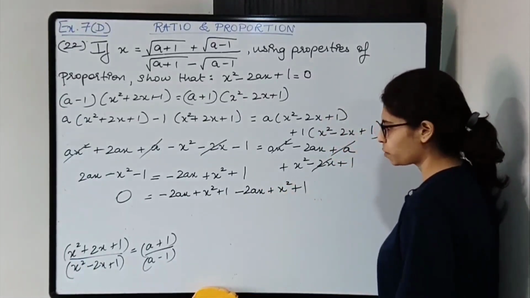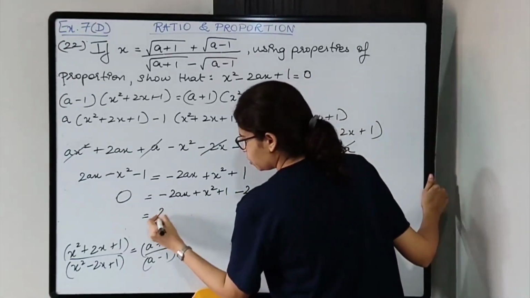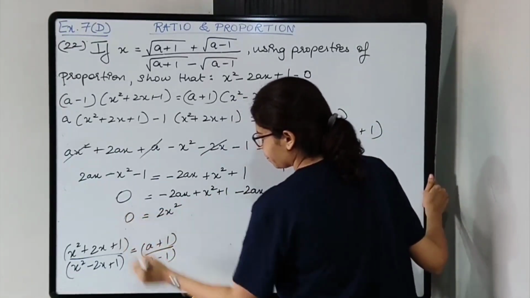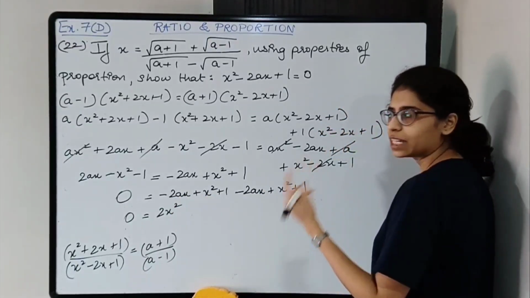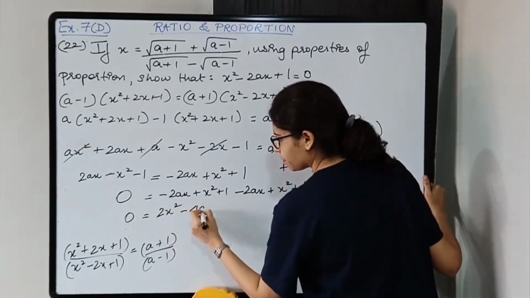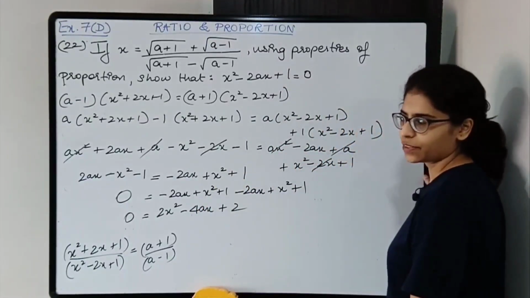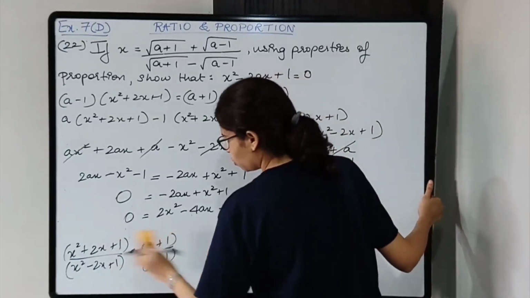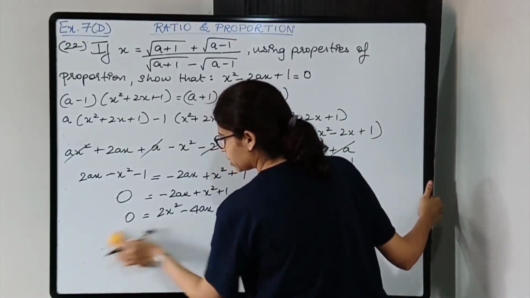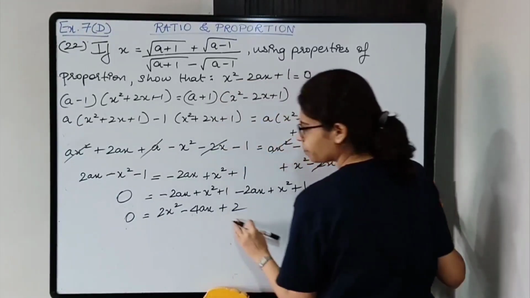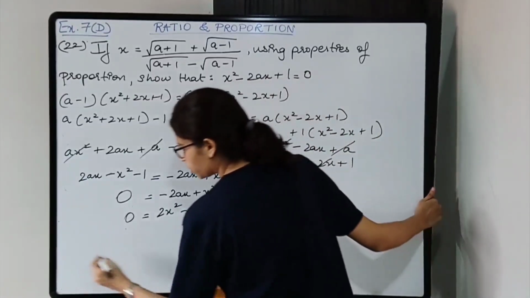The signs will change. So x square plus x square gives 2x square, and minus 2ax will give minus 4ax, and 1 plus 1 gives 2. Okay, so all the terms over here in RHS are divisible by 2. I can divide each of them by 2. So let's divide by 2 throughout.